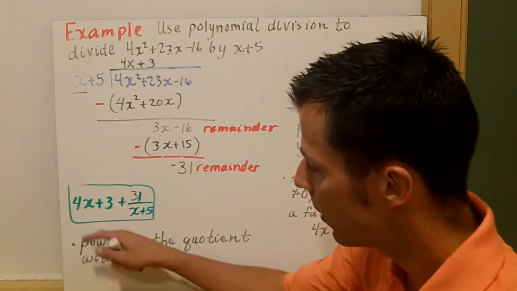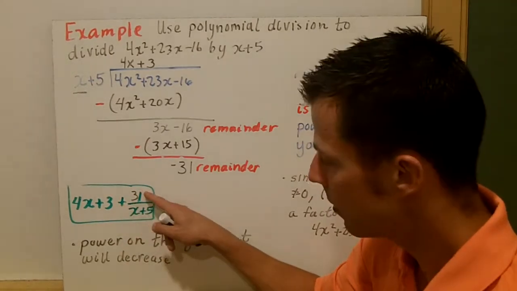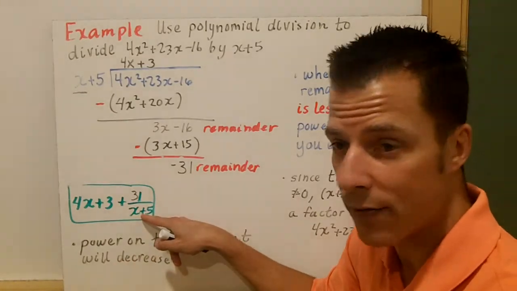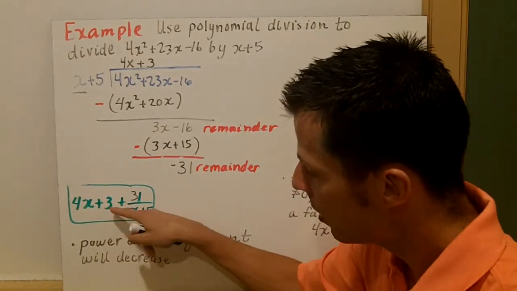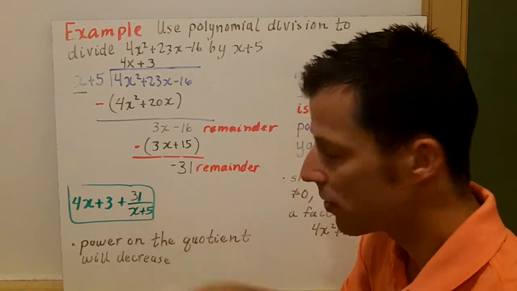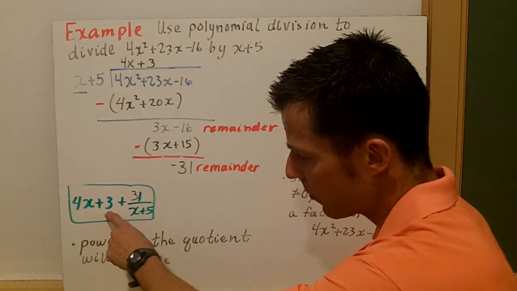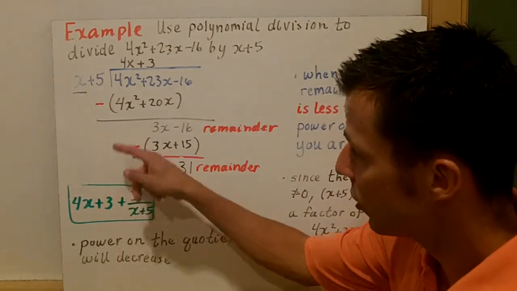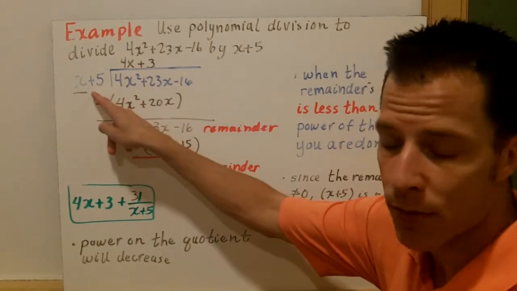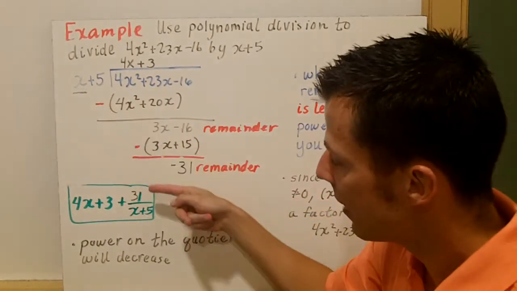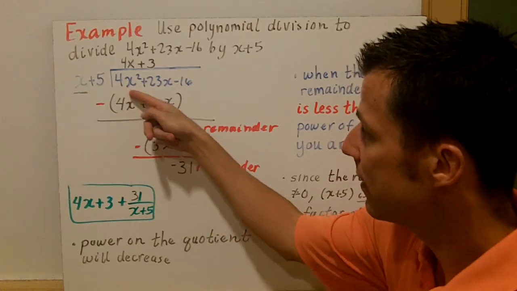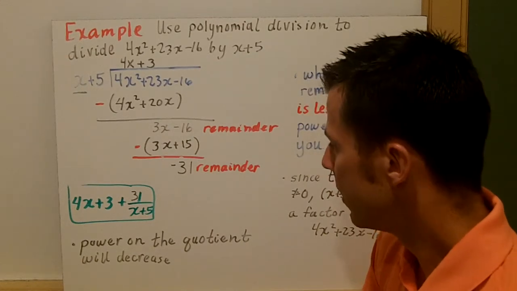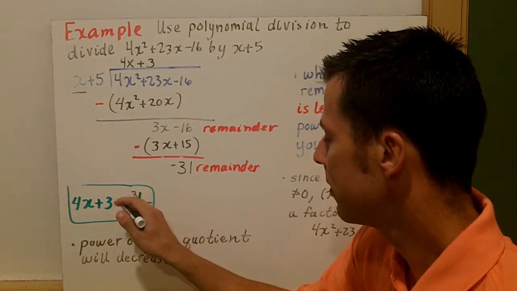So our answer is always written as quotient plus remainder over divisor. In elementary school, you would see that big R remainder 5 or something. Well, here it's quotient plus your remainder over your divisor. So 4x plus 3 plus negative 31 over x plus 5. So the idea here is if I took 4x plus 3 and I multiplied it by x plus 5, I would have to add negative 31 to that to get this value. Let me make sure I have that minus there.